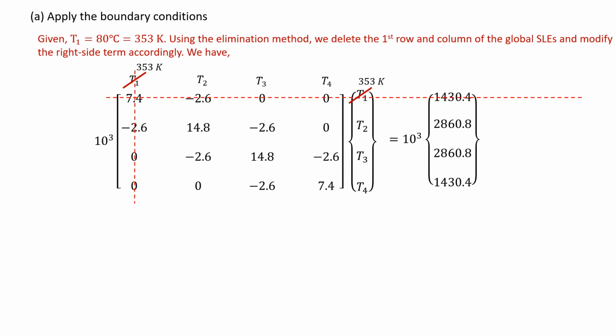However, we still have to check the value in column 1 at other rows. For example, at row number 2, the value in column 1 is non-zero, as shown here. If this value we multiply with 353, it will give a constant value, and we cannot neglect this value. We have to bring this constant value to the right side as shown.